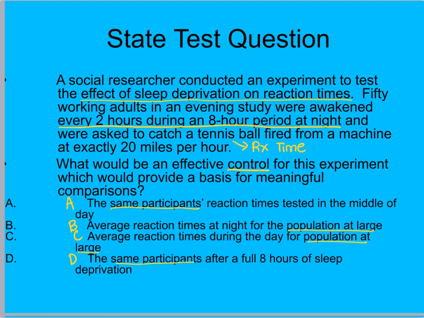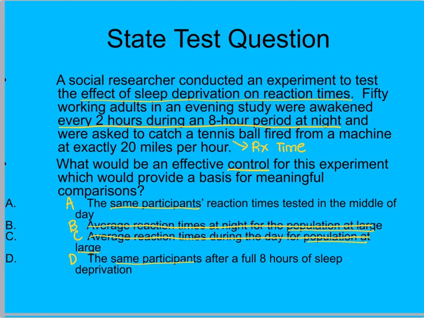So should you do the same people every time, or just randomly do these people one time and then randomly do these people another time? So it's definitely going to be better to do the same participants. So we can eliminate B and C because of that. Okay? So we have either the same participants' reaction times tested in the middle of the day, and then the same participants tested after a full 8 hours of sleep deprivation.